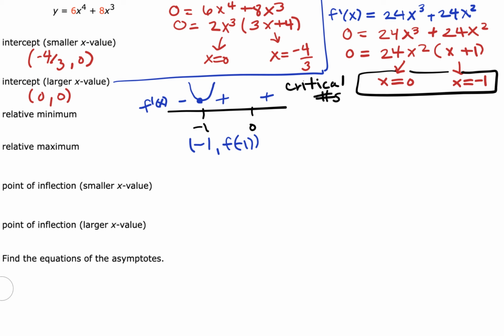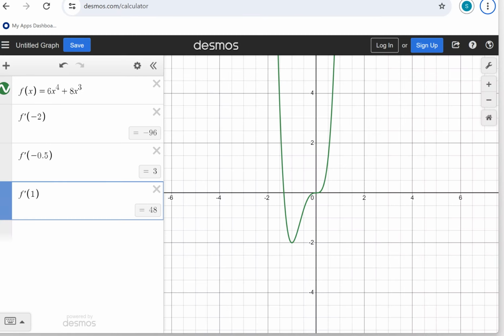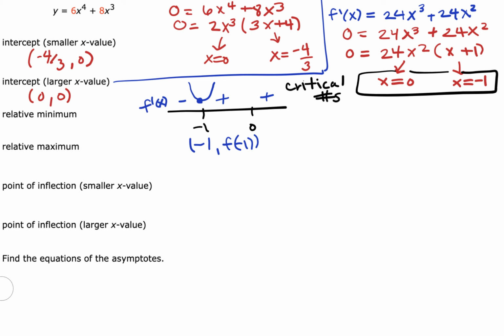to find that value. So let's go back to our graph. Let's find what f of -1 is, my original function. I plug it in here. It gives me -2. Lovely. So my minimum is at (-1, -2). Okay. I do not have a relative maximum, so we are going to say does not exist, DNE.